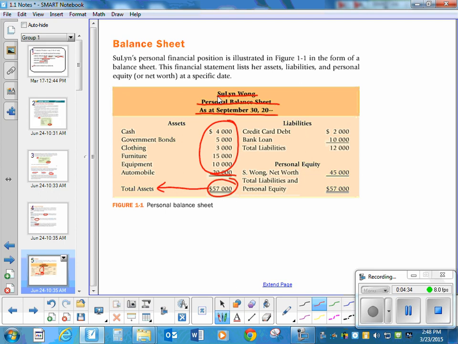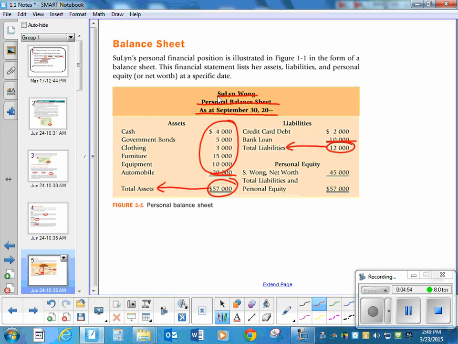Now on the right-hand side are our liabilities. Liabilities are what you owe. Credit card debt, bank loan. A single underline indicates you're adding. You need to have the total of $12,000 here, and you also have to have the heading here, total liabilities.